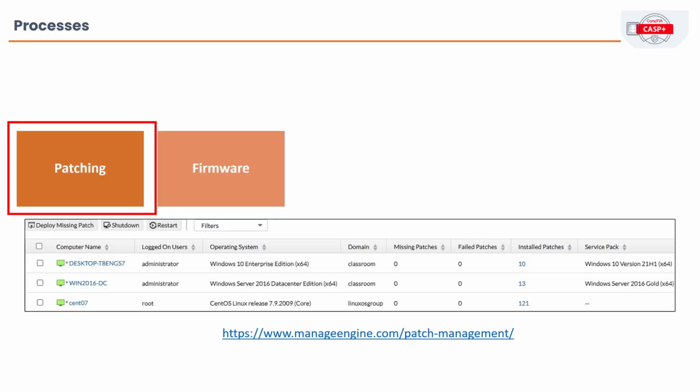Now let's go to processes. So there are two types that we have to discuss, patching and firmware. And actually, the third one is logging and monitoring, but it's behind this image. But let's focus on patching first.